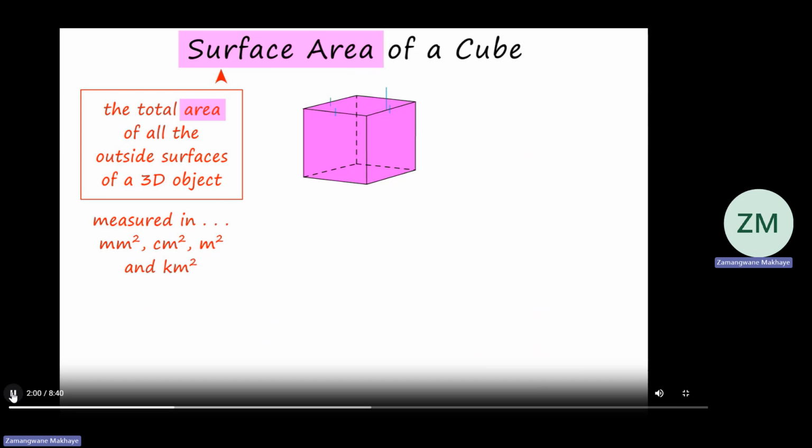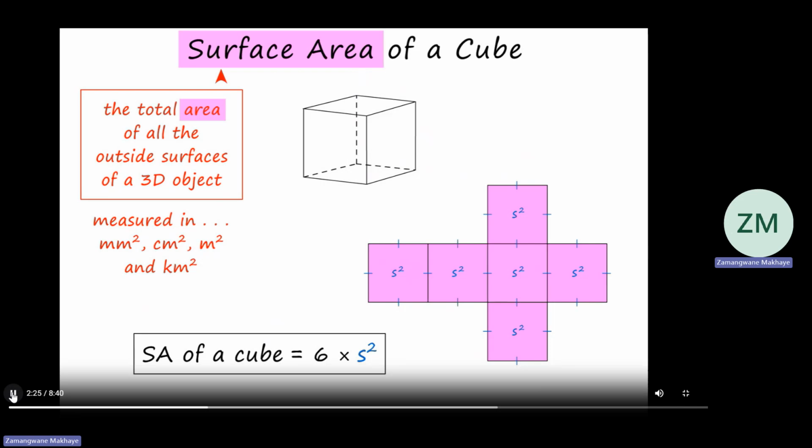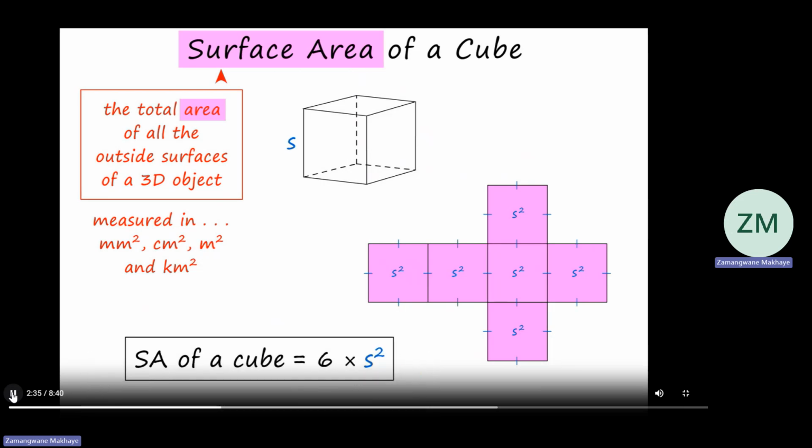I hope you know that all the edges of a cube are equal. So if we take all the faces and put them together like this, we can easily see that the surface area is made up of 6 identical squares. And by now you should know that the area of a square is side times side, or s squared. This means that the surface area of a cube is 6 times s squared, where s is the side length of the cube. You need to know and remember this formula.